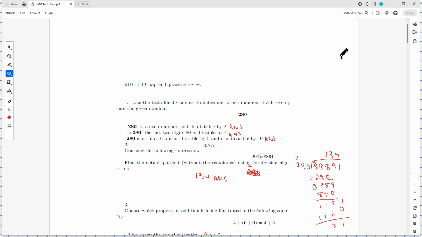Consider the following expression. They want us to divide it out. Find the actual quotient without the remainder. So I did my long division over here, and I ended up with 134.